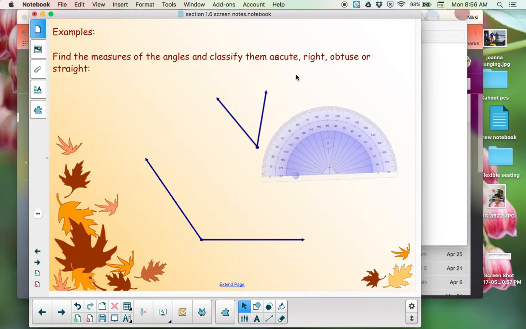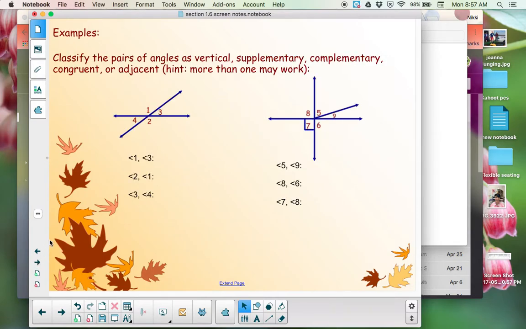When you go to classify them, you can use a protractor. For our purposes, you can pretty much look and guess from here. This one would be acute. This one would be obtuse. Okay, and then use your protractor to measure them if you need to.